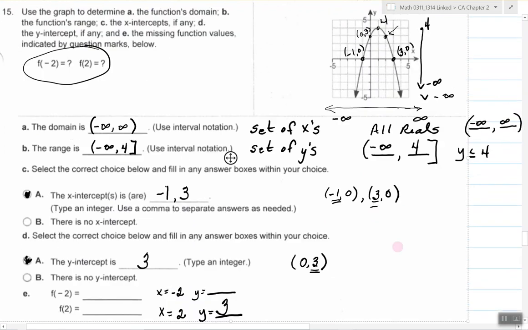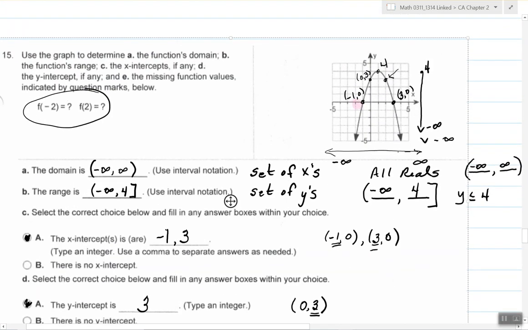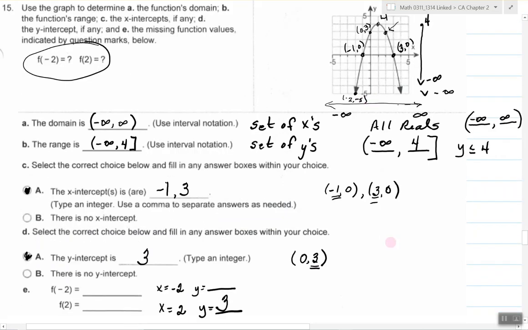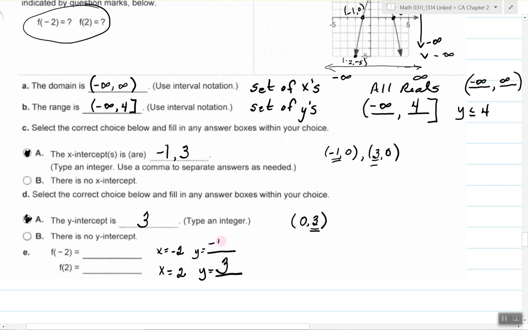If I look at this one, when x is -2, and I go down to the graph, I believe this is my answer right here, which is the point (-2, -5). So it wants the y value of -5. So remember what this notation means. f of -2 equals, that means when x is -2, find the function's value. The function's value is the y value, it's -5.